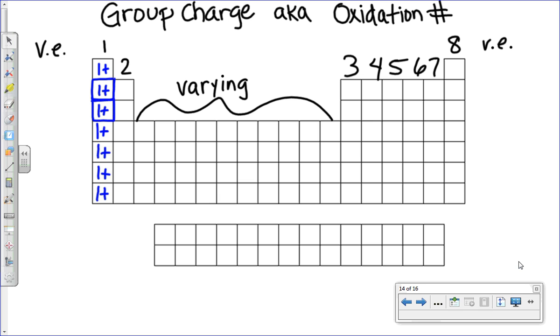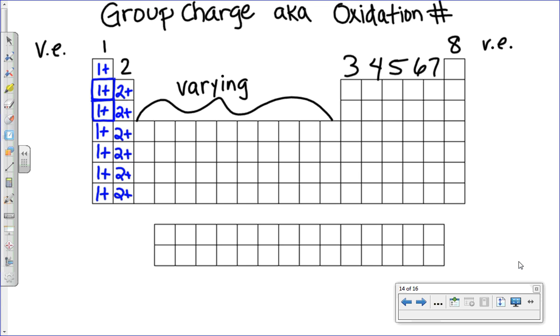All right, so the second group has 2 valence electrons. So what are they going to do in order to achieve stability? They're going to kick 2 of them off. So what would that make their oxidation number? 2 positive. Excellent. And you can fill these in the boxes like I'm doing, or if you want to just draw an arrow that shows all of them in a group as 2 positive, that's fine as well.